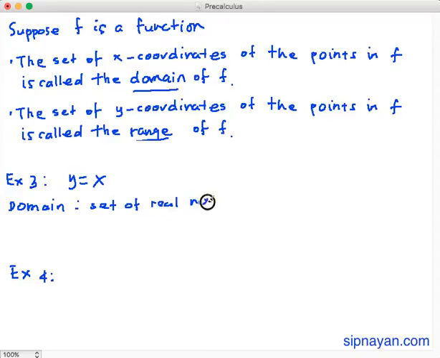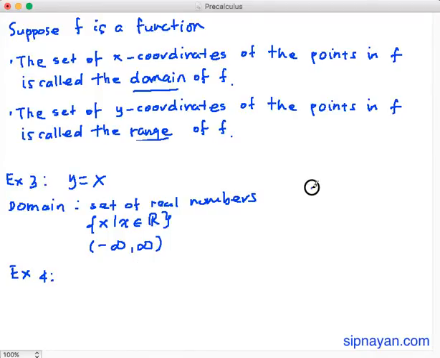Pwede natin isulat yan, no? Depende sa teacher ninyo. Pwede to, or pwede rin sa symbol. Sa set notation, x, such that x is an element of real numbers. Pwede na to. No? Or, ang isa pa is yung interval notation na napag-aralan din natin. We have negative infinity up to positive infinity. Ibig sabihin na to, set of real numbers.